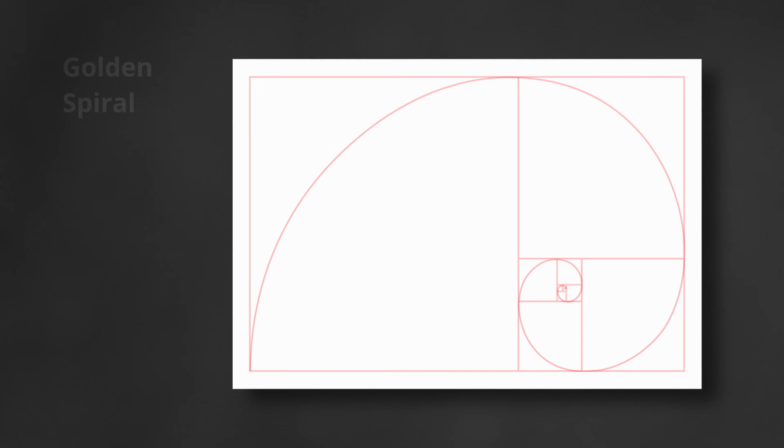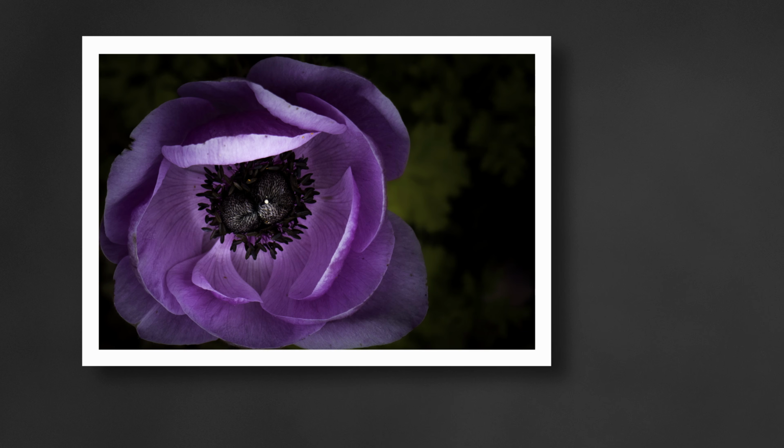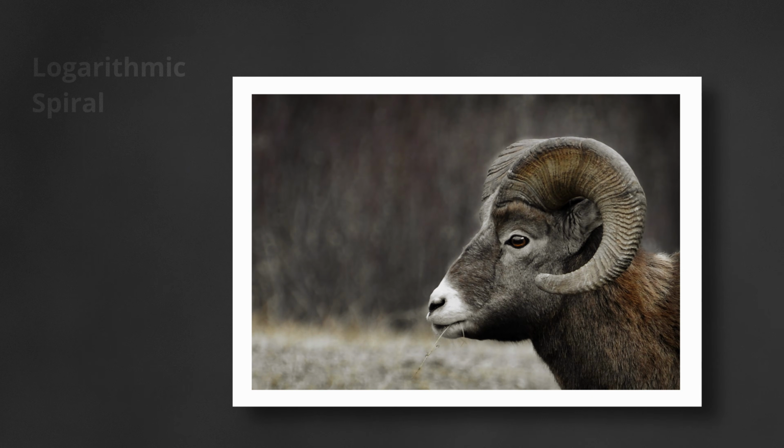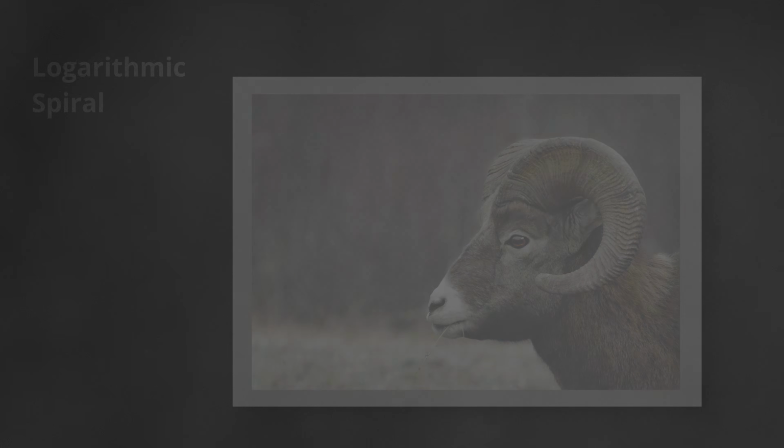But you don't have to stop there. You can continue to add rectangles again and again. And if you then draw a curve through all of these, you will have a golden spiral. This can be used to lead a viewer's gaze through a picture to the main focal point. Now, these spirals do occur in nature, but they are not always exact, and are generally more of an example of what is called a logarithmic spiral.